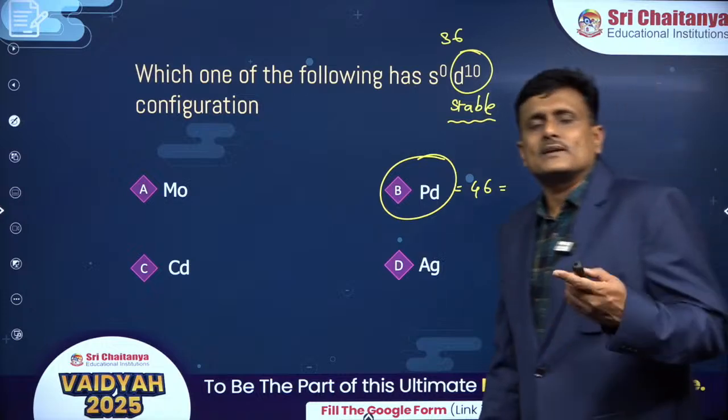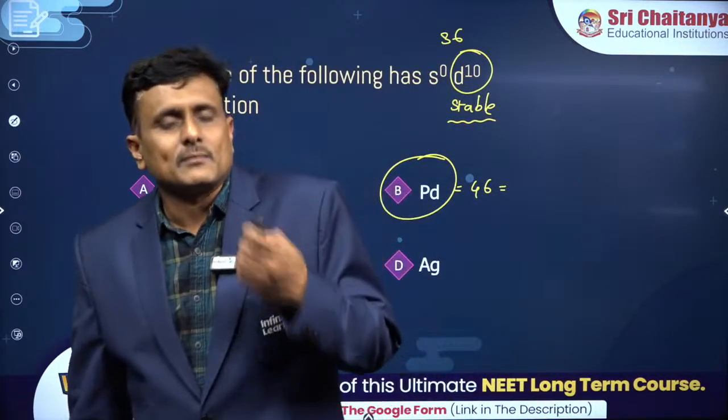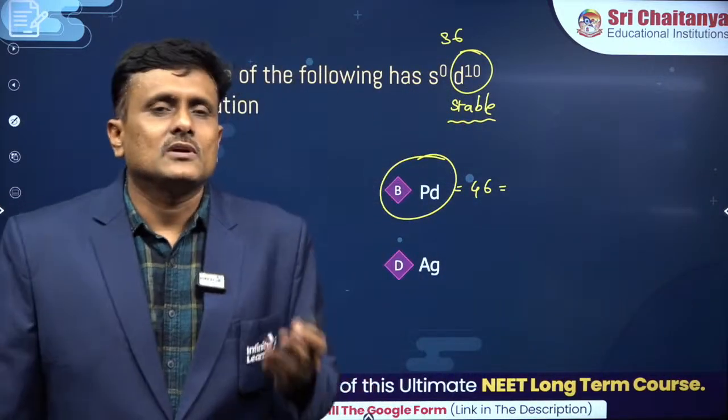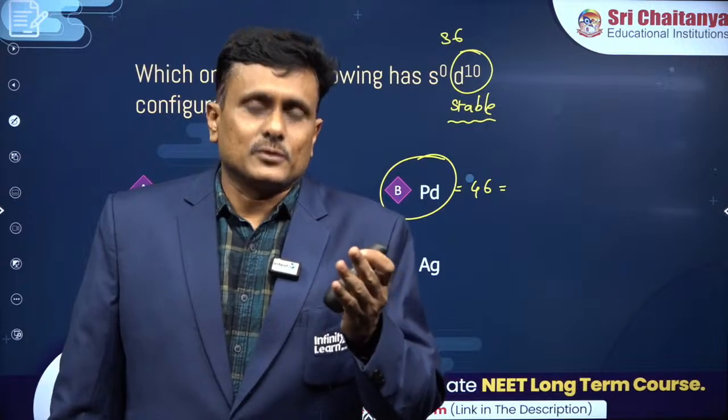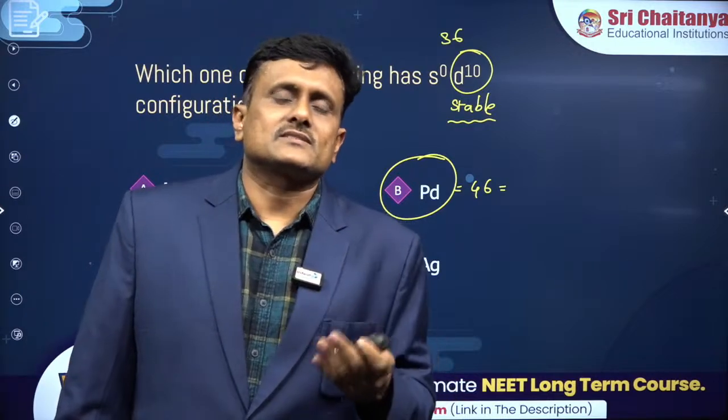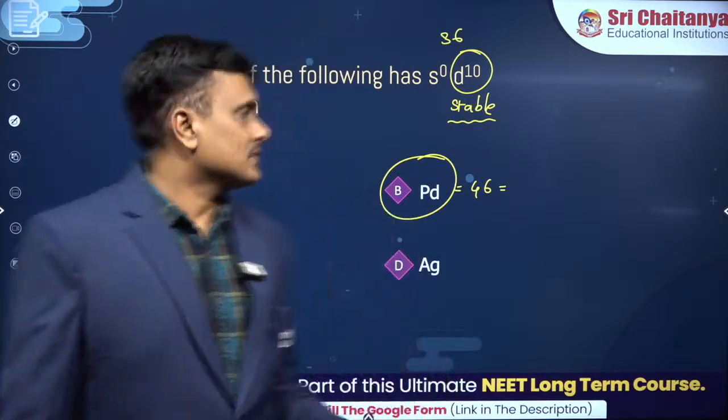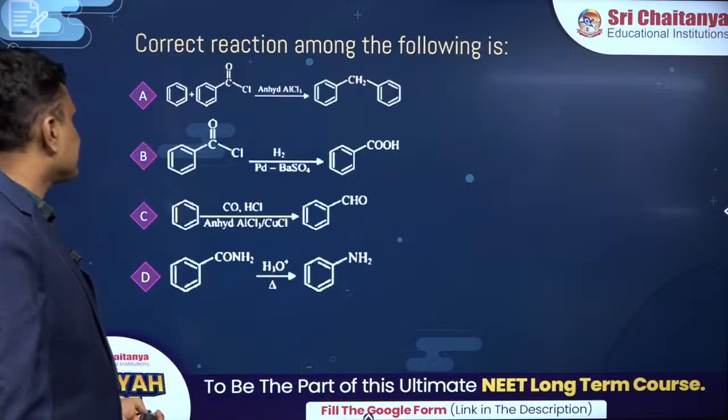Palladium. So go by the atomic number when you don't remember the electronic configuration. Atomic numbers would help you. Please read the important instructions well before you attempt the paper. Don't be in a haste.